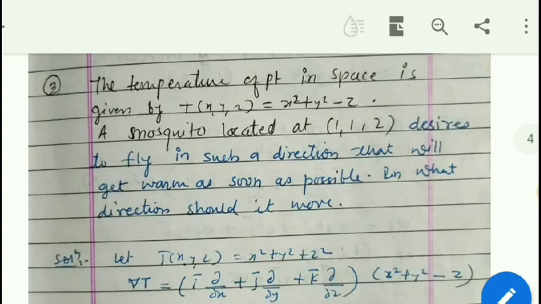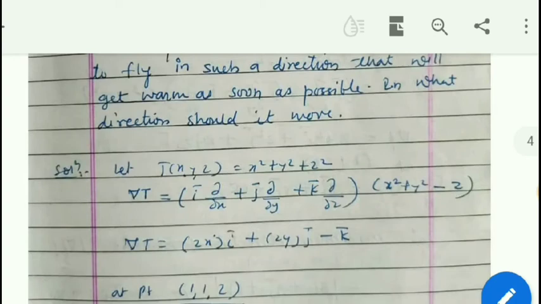The temperature at a point in space is given by T of x, y, z equals x square plus y square minus z. A mosquito located at (1, 1, 2) desires to fly in such a direction that it will get warm as soon as possible. In what direction should it move? So we have to calculate the maximum directional derivative. Here we are given T instead of phi.